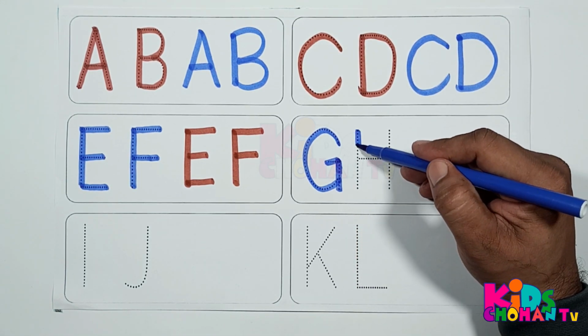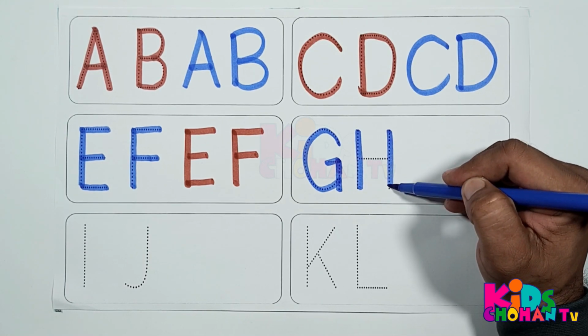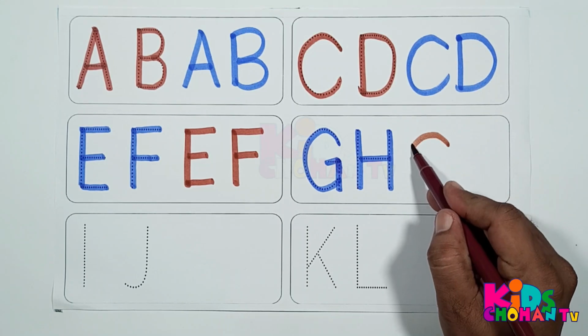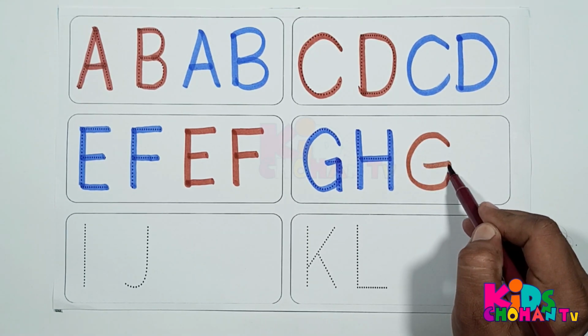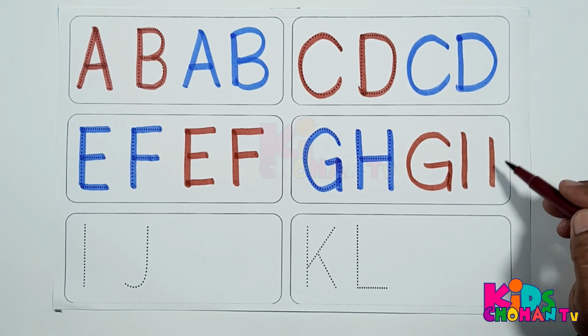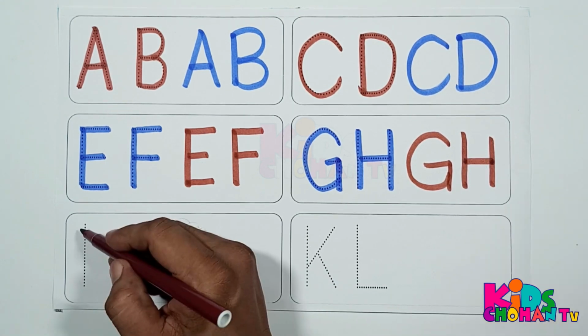G for goat. This is letter H. H for horse. Letter G. Now kids, we are tracing letter H.